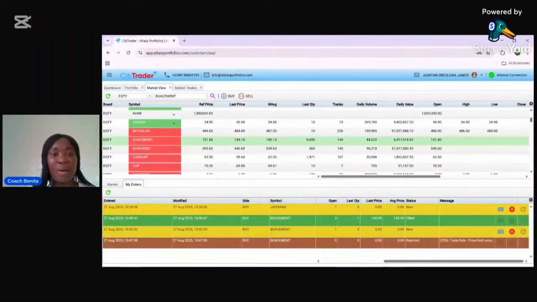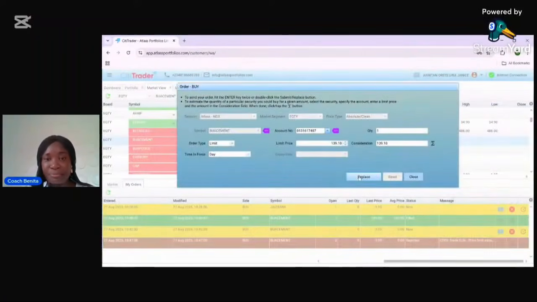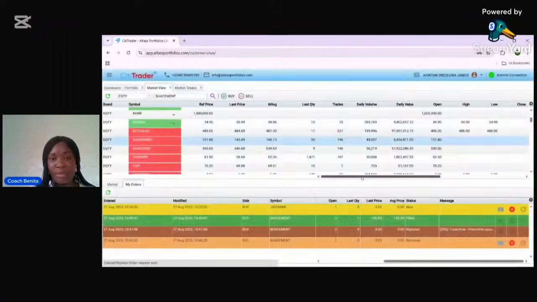So it means the minimum I can buy is 136 naira. So I'm going to go back and replace my order again. I'm going to come here and change this to, let's say, 137. I'm just teaching us how to replace our order. So come here and click on replace. Can we see that it has replaced this order?